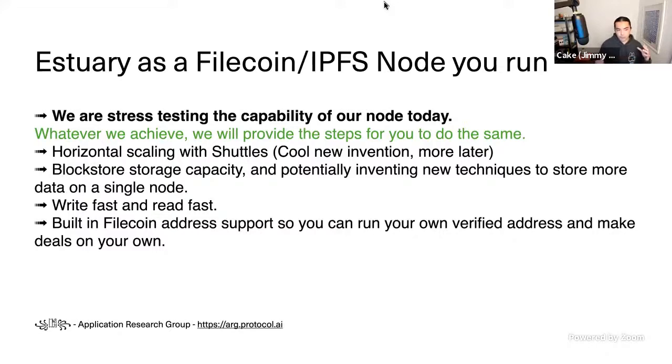And so horizontal scaling with shuttles, it's a cool new invention. I'll get into that more later, or you can talk to me about it offline. Block storage capacity, potentially inventing new techniques to store more data on a single node, faster writes and reads, and built-in Filecoin address support. So you can run your own verified address and make deals on your own. You can even just use a normal Filecoin address if you're willing to spend Filecoin without making verified deals. And I think Alan covered that really well in his last talk. And if you want to talk more about verified addresses, we can talk about it offline as well.